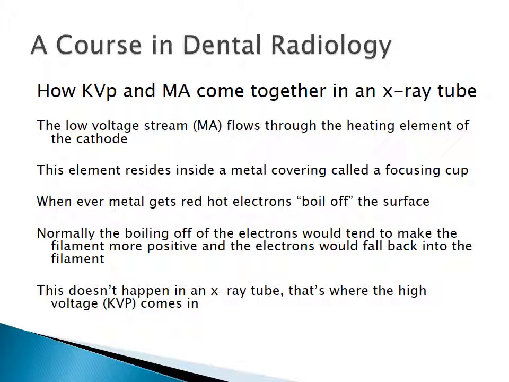So how do our kVp and our mA work together within our X-ray tube? Well, our low voltage stream, or our mA, flows through that heating element like we were talking about earlier in our cathode. This element is in a small covering called a focusing cup. So as that guy gets hot, it's going to boil off electrons. So normally those electrons would simply just pool up into that focusing cup, but that doesn't happen. What happens in an X-ray tube is we're going to use our kVp to push those electrons out of that focusing cup.